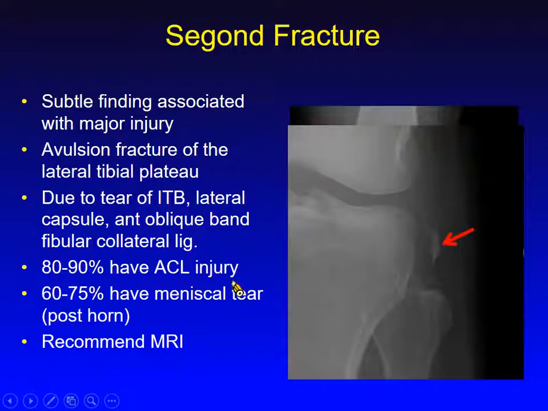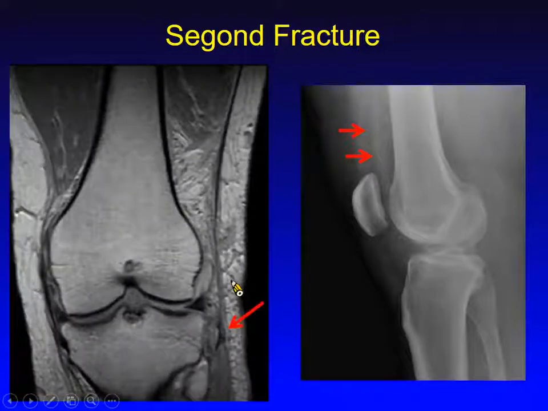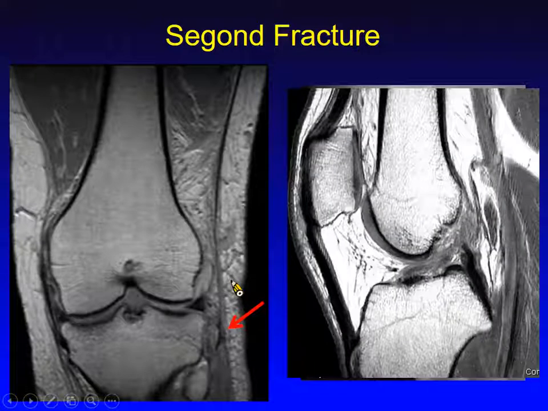There it is. And then on another case here, you can see the Segond fracture. There's a joint effusion. Here it is on the MRI. You can see that little fleck of bone attached to the iliotibial band. And with the MRI, we can see that ACL tear.